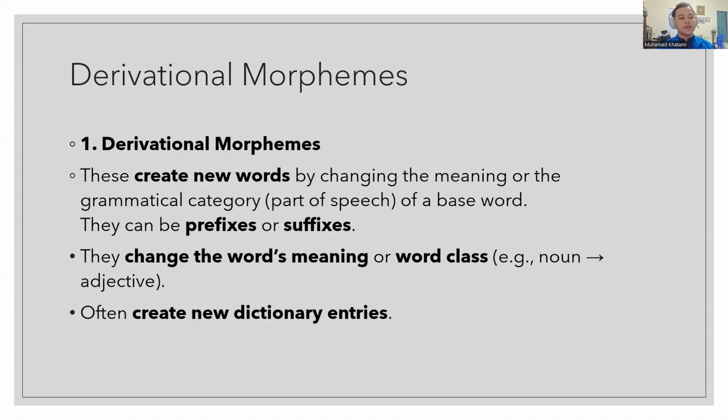Okay, so for the first one, derivational morphemes. This creates new words by changing the meaning or the grammatical category, part of speech, of a base word. They can be prefixes, the ones that come before the word, or suffixes, the ones that come after the root word. They change the word's meaning or word class, such as from noun to adjective, and they often create new dictionary entries.